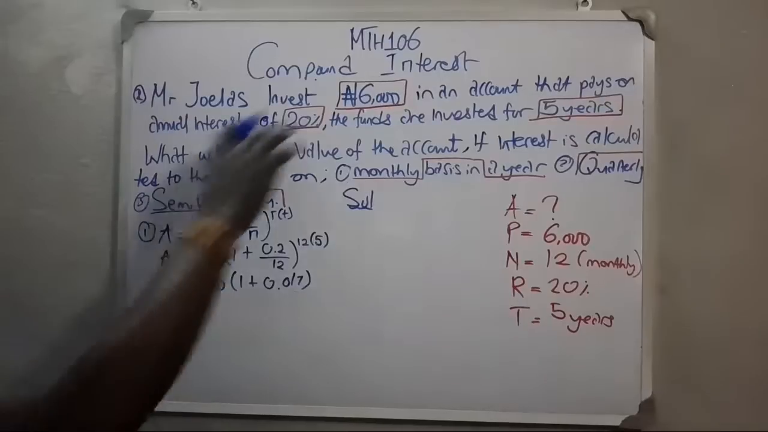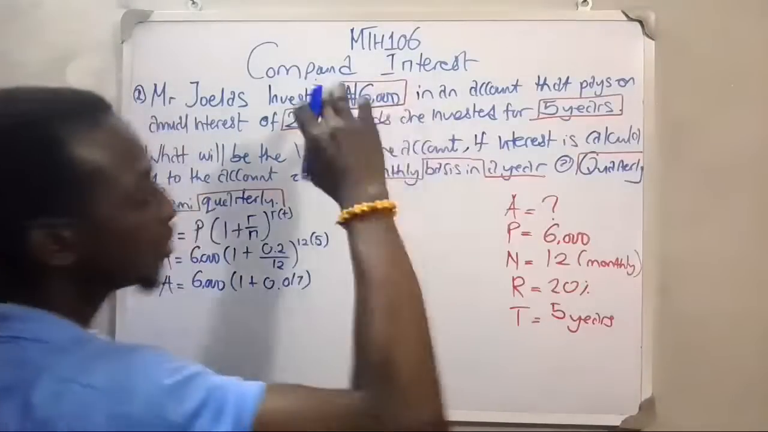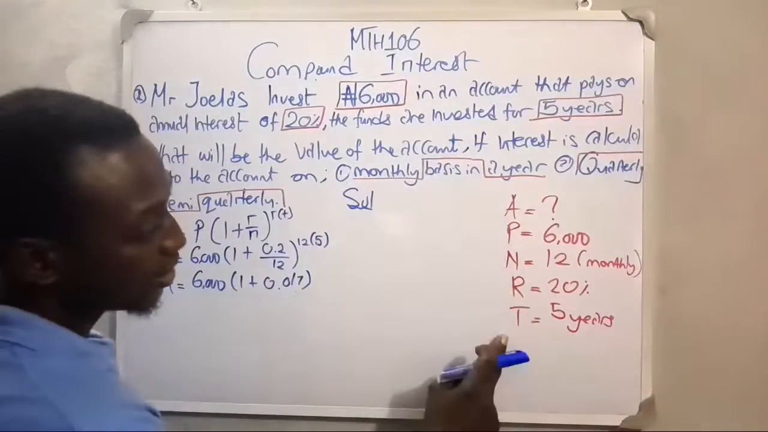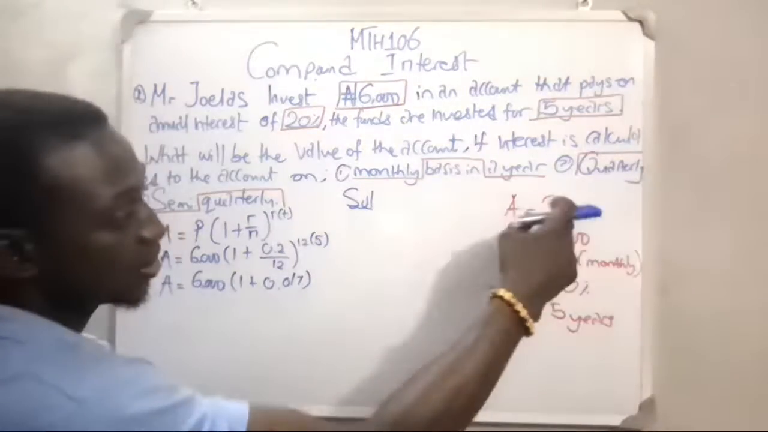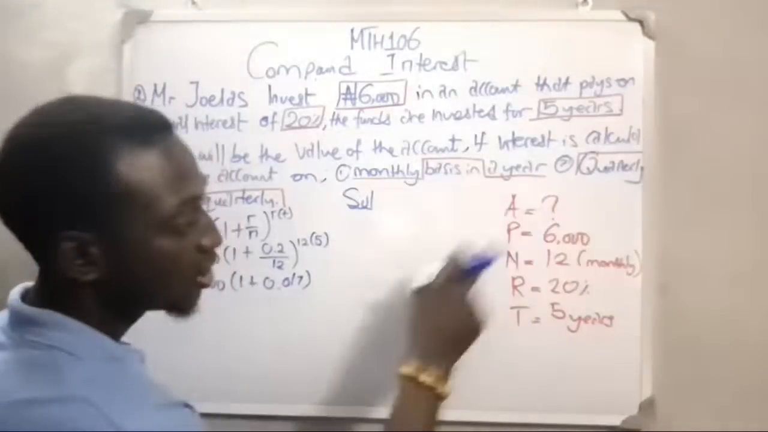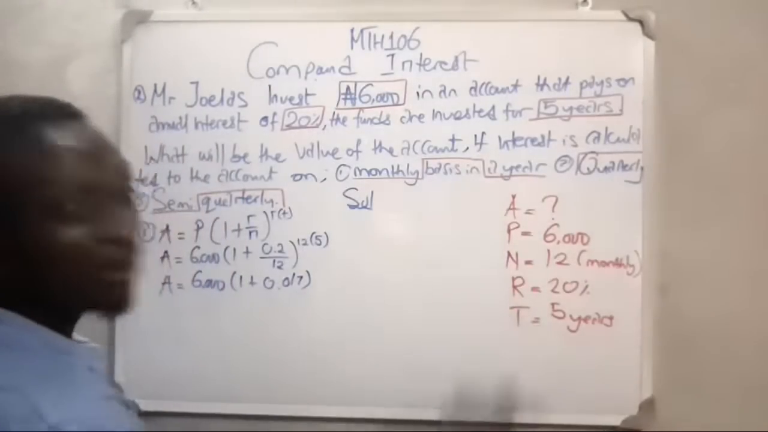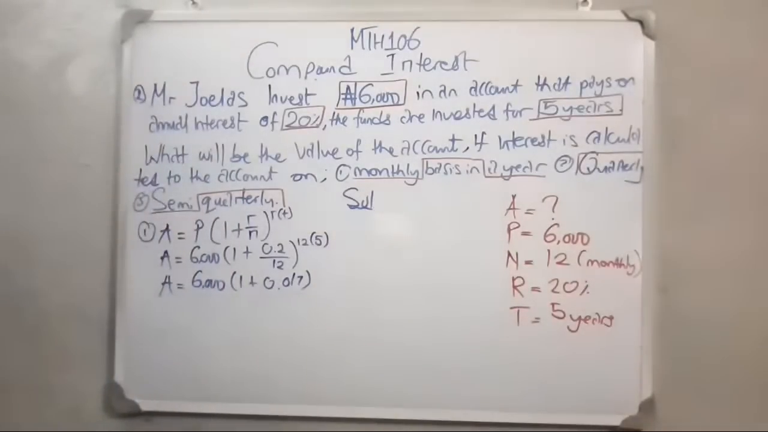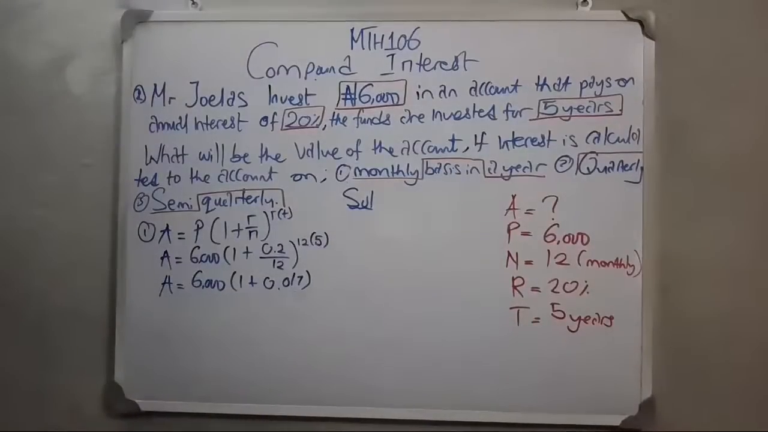The question says we should calculate on a monthly basis in a year, quarterly and semi-quarterly. So I'm solving for the first one, then the class will solve for quarterly and semi-quarterly. Now we've highlighted all our key points. We don't know what A is, but we know P is the actual amount. We don't have the total amount. We know our N, our R, and our T. From here, we can start plugging in.